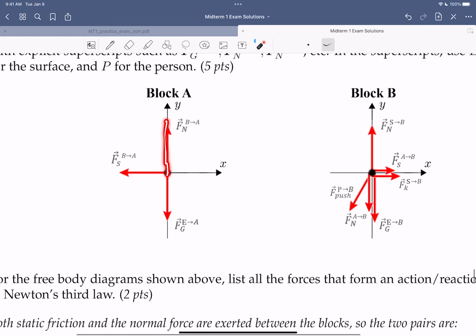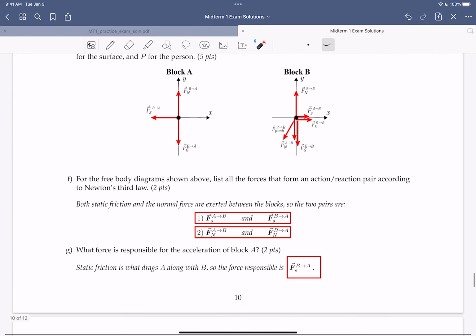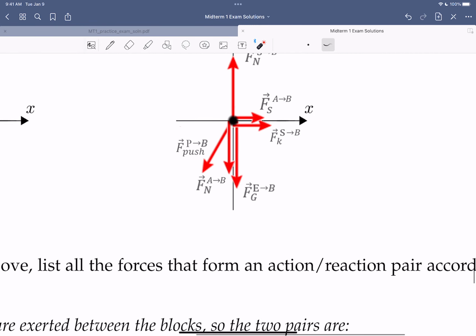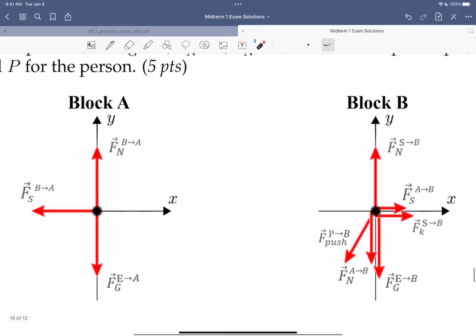Box A is feeling a normal force from B on A. And box A is exerting a normal force from itself on B. So B feels the pressure from A, and then A feels the pressure from B.